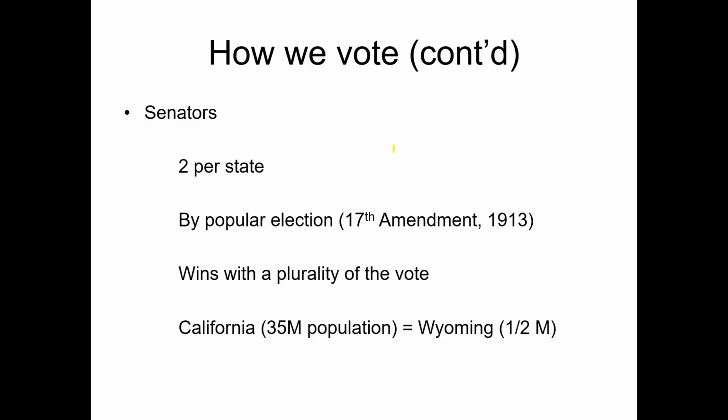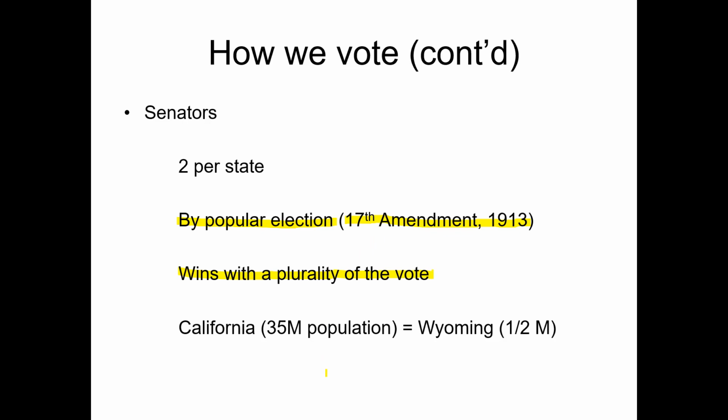For the senators, they're voted on statewide elections. There's 2 senators per state. We've talked about that. They're voted for 6-year terms, and those elections are staggered so that both senators are not up for election in the same state. The 17th Amendment, back in 1913, talked a little bit about that Progressive Era. It's where it got taken out of the state legislatures into a popular election of the senators. They also win with a plurality of the vote, which means you just have the most votes.